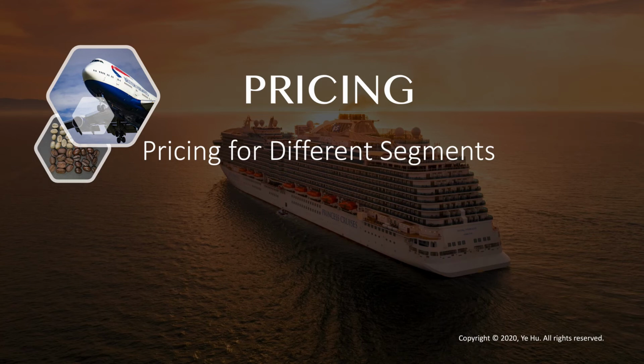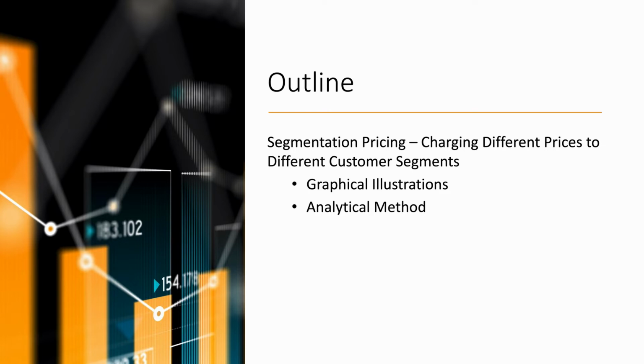Hello everyone. In this section, we're going to discuss how to quantitatively evaluate the advantage of pricing for different segments. In particular, we're going to approach this problem from two perspectives. First, we're going to look at graphically how segmentation pricing works, that is, charging different prices to different customer segments. Second, once we understand the problem visually, I am going to show you analytically how we find out the optimal prices when we charge one price or two prices.